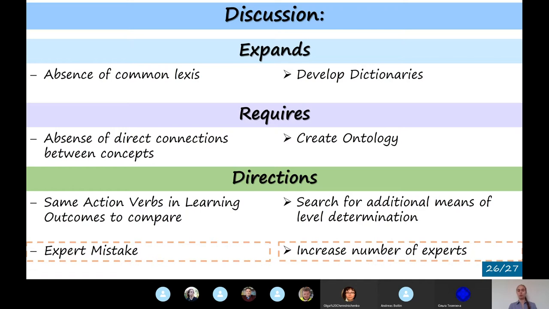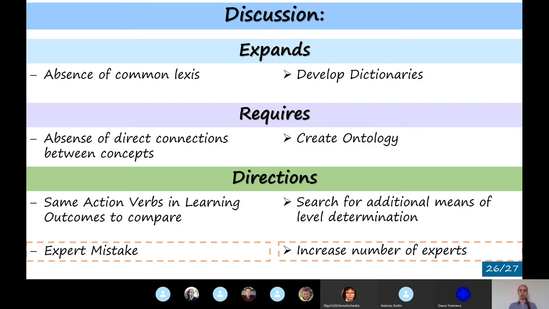However, we can use a step which reminds us of an approach for determination of requires relations. We can use learning objects, so nouns, to determine which learning object requires which other learning object, and it will show us the direction. And also, one of the problems was expert mistakes.